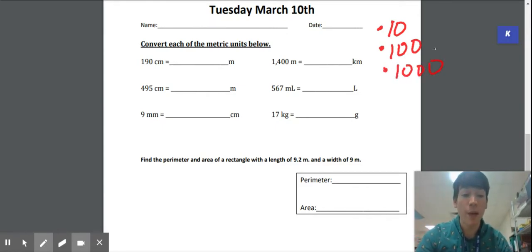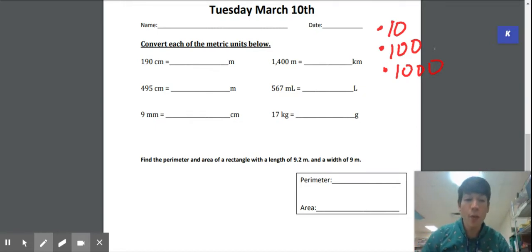Now, remember when we multiply a number by 10, we move the decimal once to the right. When we multiply by 100, that's like multiplying by 10 twice, so we move the decimal twice to the right. And when we multiply by 1,000, it's like multiplying by 10 three times, so we move the decimal three times to the right. The opposite happens when we're dividing.